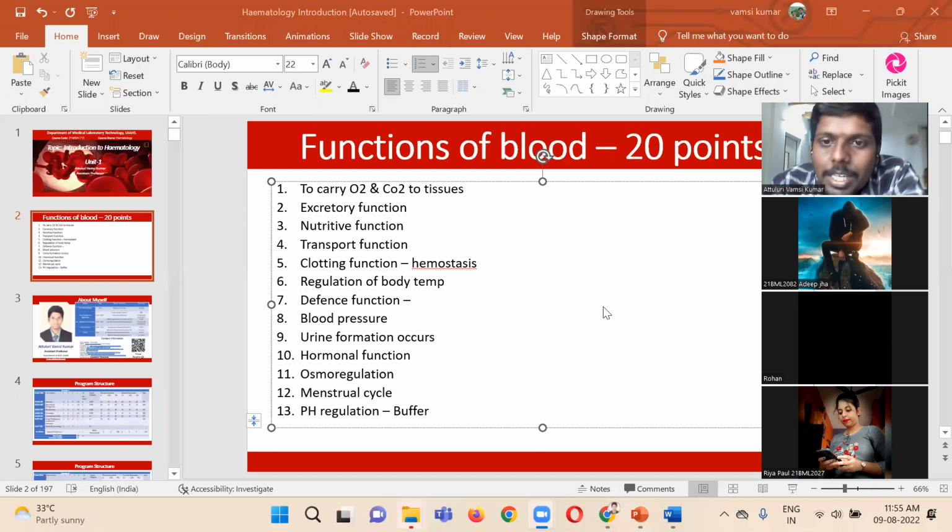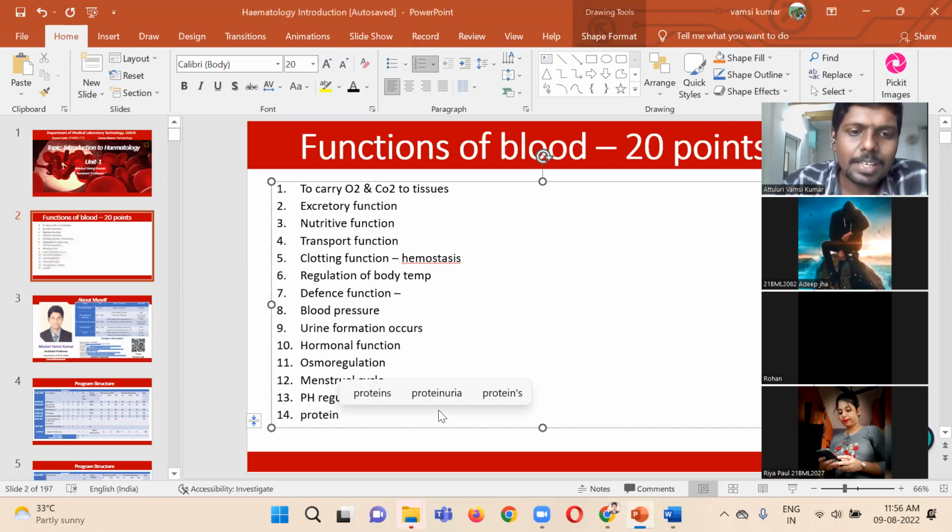Very good. Someone said production of plasma proteins. Yes, we cannot say production, but these plasma proteins are maintained within the blood. For example, albumin, fibrinogen, and globulin proteins all act as a storehouse. That can be stated as a storage function of blood. So plasma proteins are stored in blood.